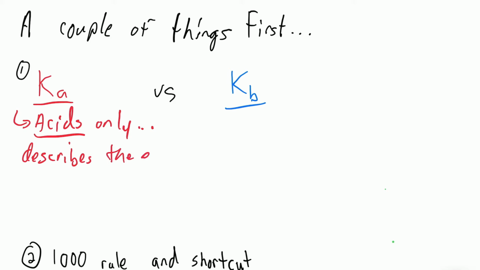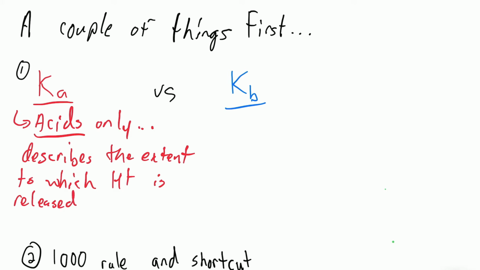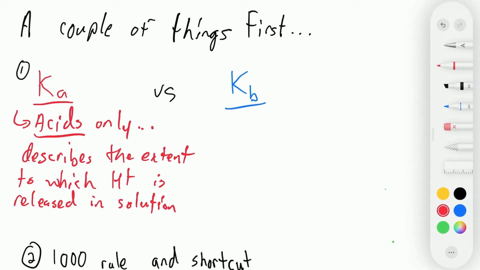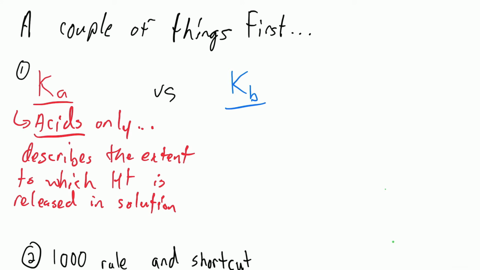the extent to which H plus is released in solution, right? And the thing about bases is that they don't release H plus. So Ka is for acids only. Same thing with regards to Kb, this is for bases only, okay?